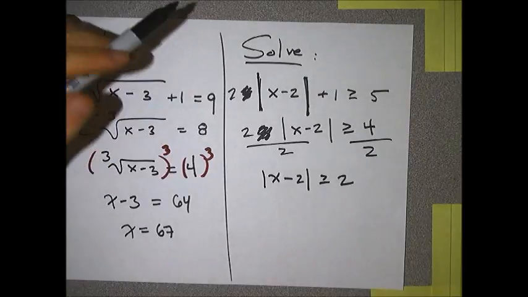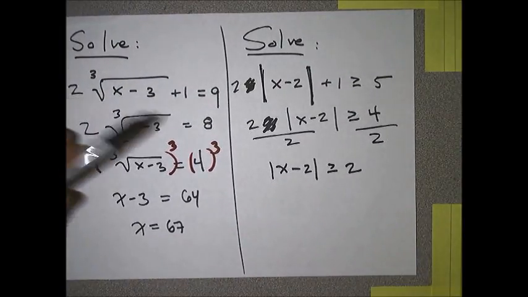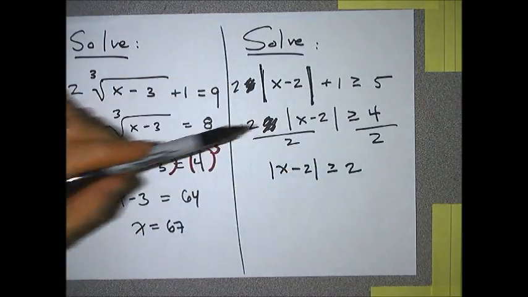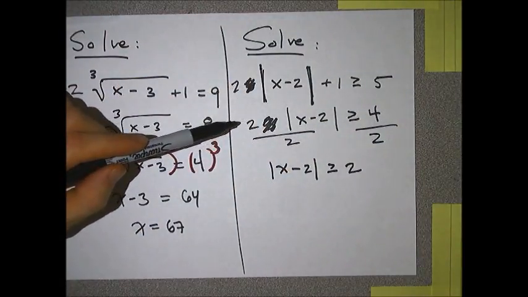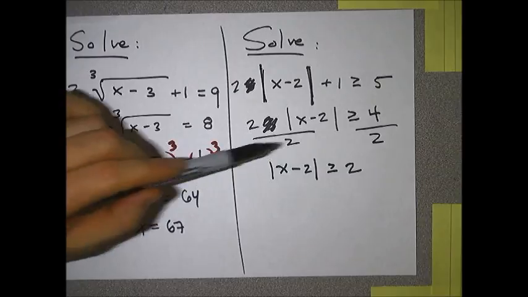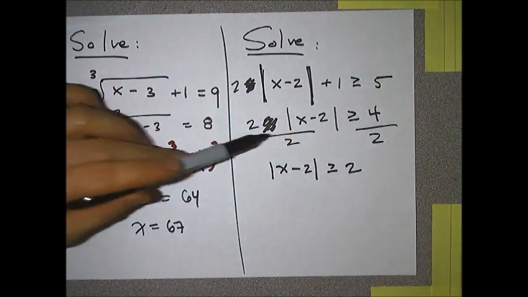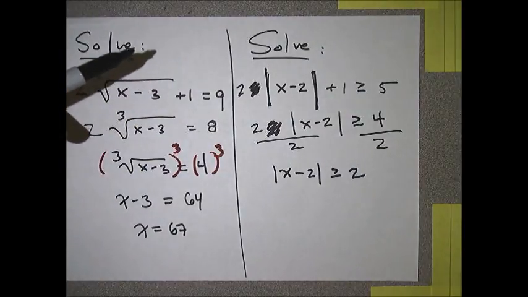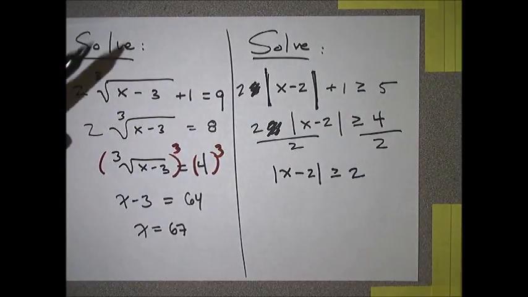And when you have an absolute value problem, let's go slow here and recap what we did. We subtracted 1 from the 5 and we got 4. And we put a number in front that made more sense, so we divided both sides by the 2, and the 4 turned into a 2, and now I have the absolute value by itself.